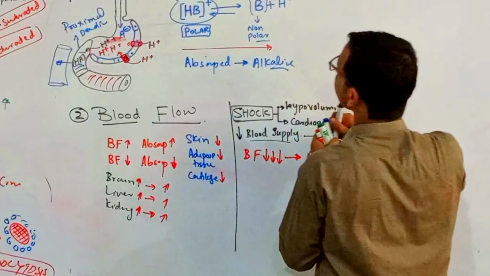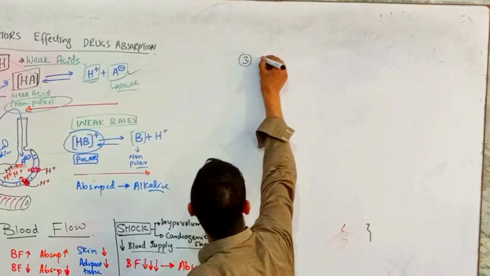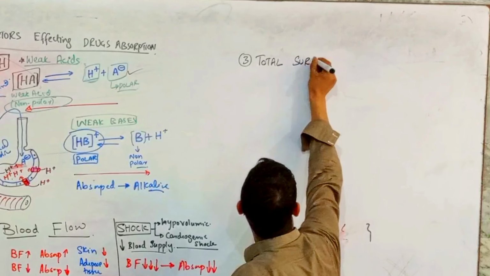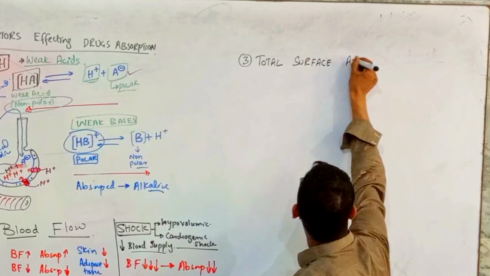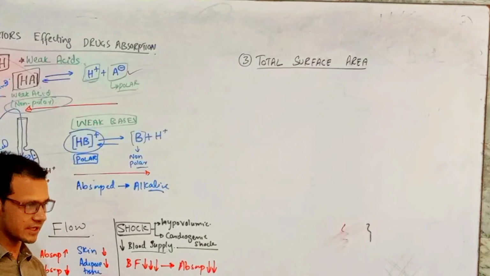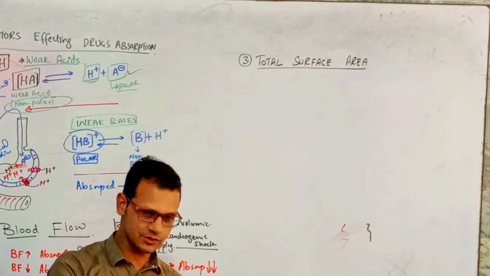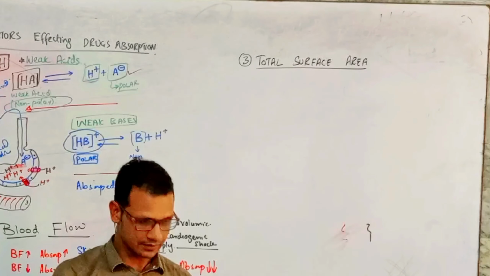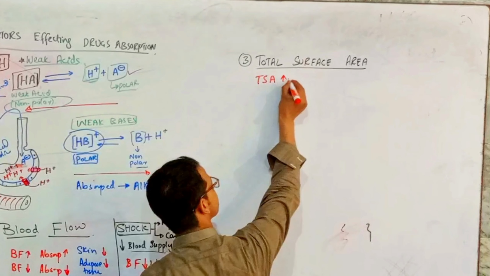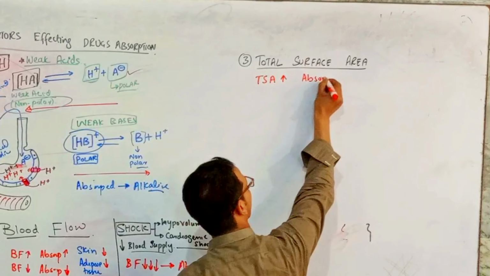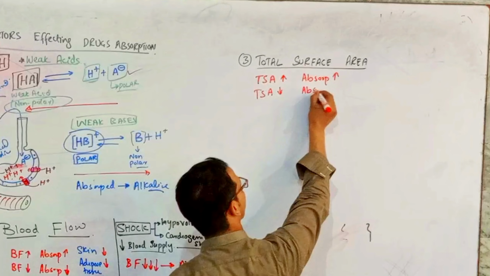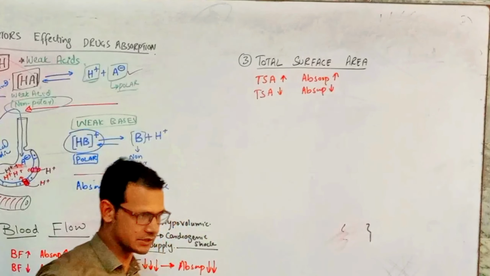The third is total surface area. For example, we will compare the stomach and small intestine. Generally, when total surface area increases, absorption increases, and when total surface area decreases, absorption decreases, right?